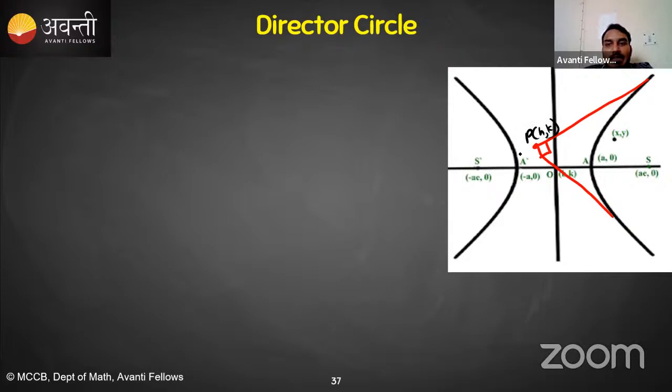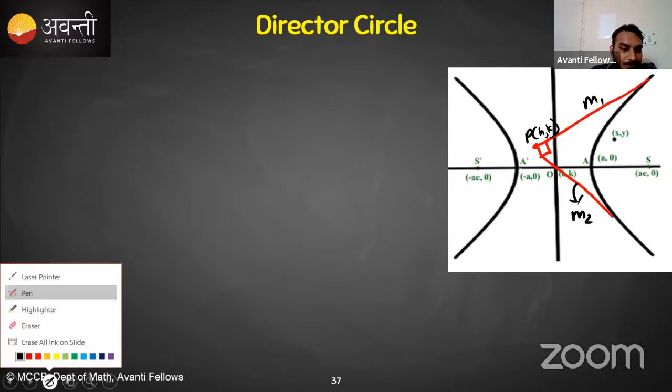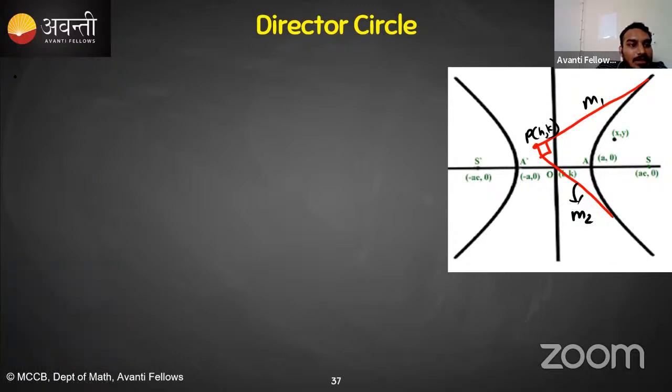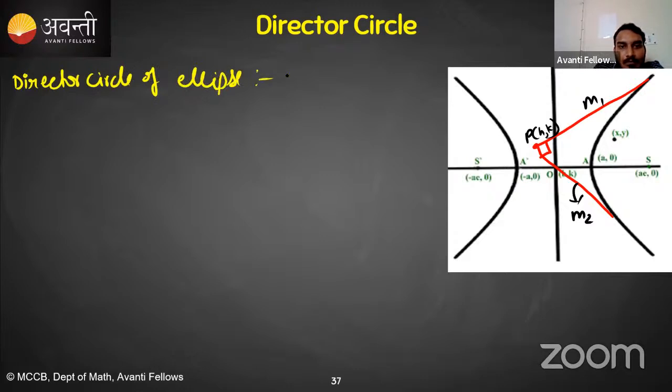Okay, clear? So let's call this tangent, let's suppose this tangent has the slope m1, and let's suppose this tangent has the slope m2. Clear? Can anybody tell me the director circle of ellipse? Director circle of ellipse we studied yesterday, which is x square plus y square is equal to a square plus b square. Remember?